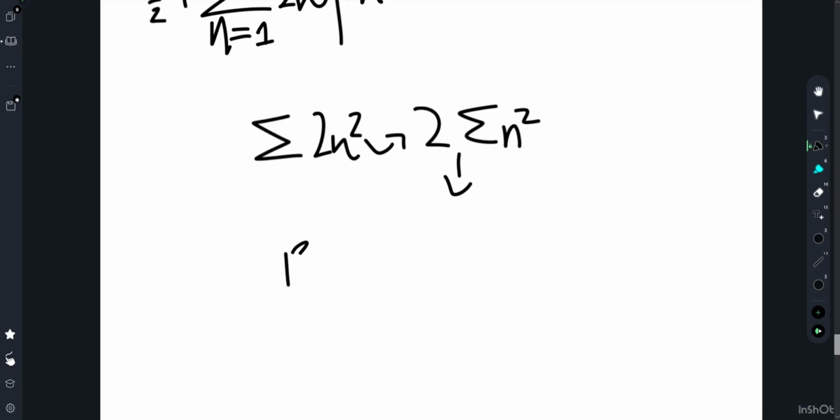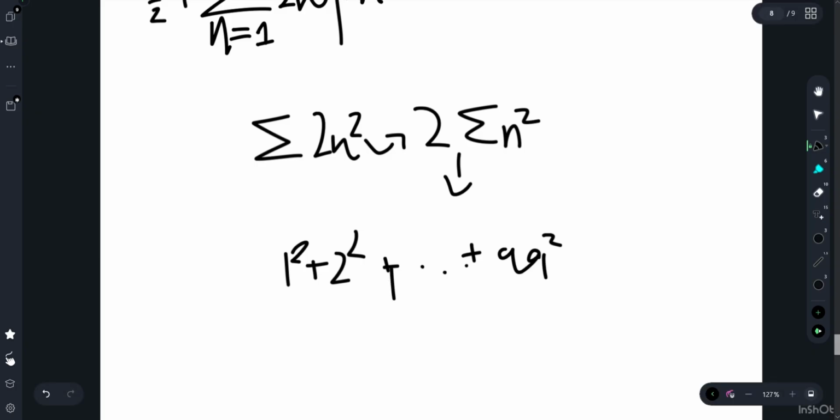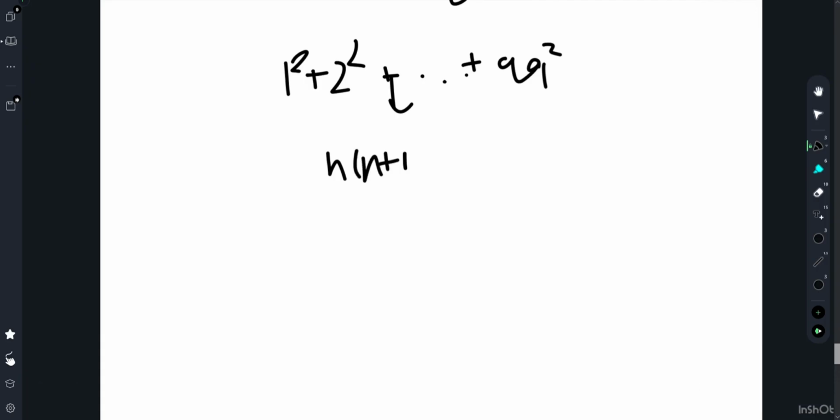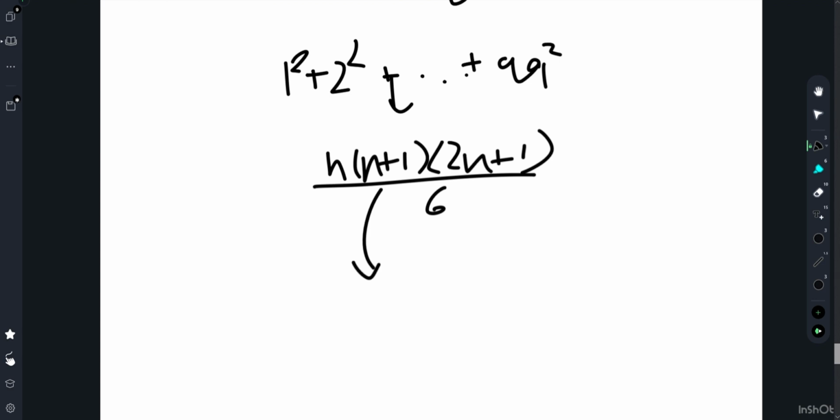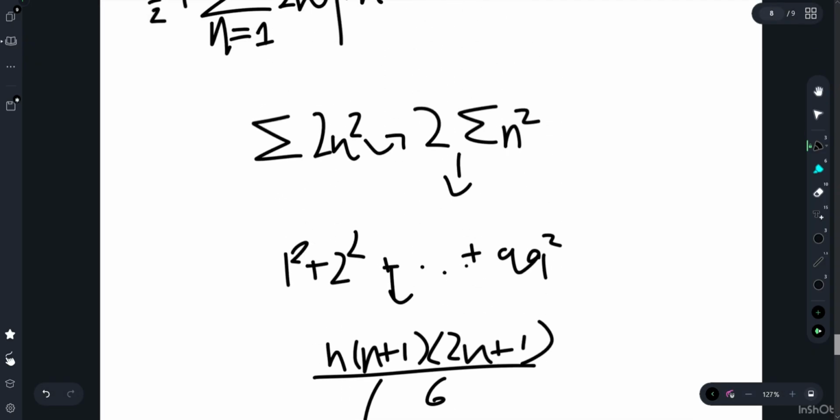The sum of 1 squared plus 2 squared, all the way to 99 squared, is n times n plus 1 times 2n plus 1, all over 6. I'm just going to use a calculator here. What we get is 99 times 100 times 199 divided by 3, because we also have to multiply by 2. This gives us 656,700. I believe the calculator is allowed on this test, so this is actually the intended solution.